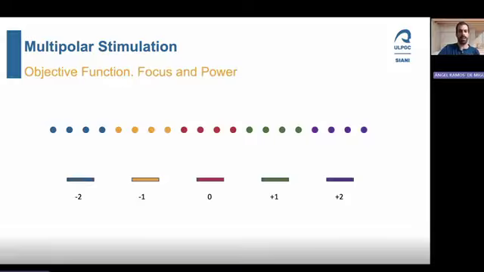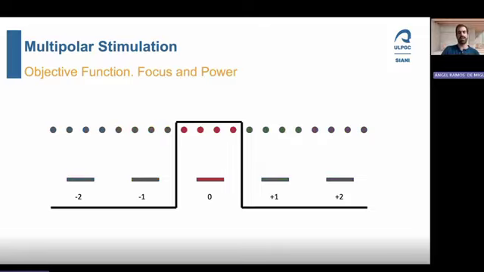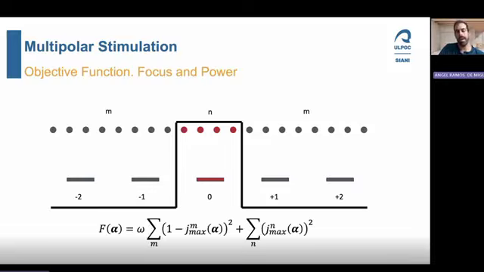So we have this electrode and these neurons. I want to have this electrode in the middle, the red one, activate only the red neurons, those which are closer to this electrode. So this is like my objective function. I want to activate these neurons, but not the rest. So I want to activate N neurons, but not M. And this is my objective function, and this one is the power consumption from this given multipolar stimulation.